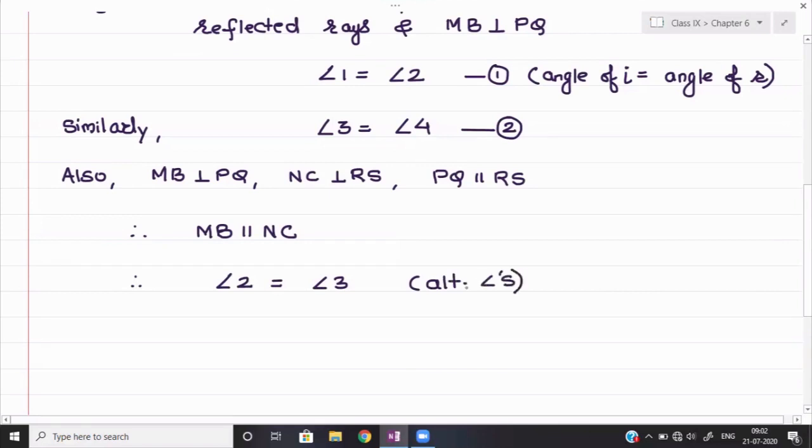Now we shall multiply by 2 on both sides. So twice angle 2 is equal to twice angle 3. We can multiply, that is our choice. We can mention here, multiply by 2. Now twice angle 2, we can see what we can write over here.